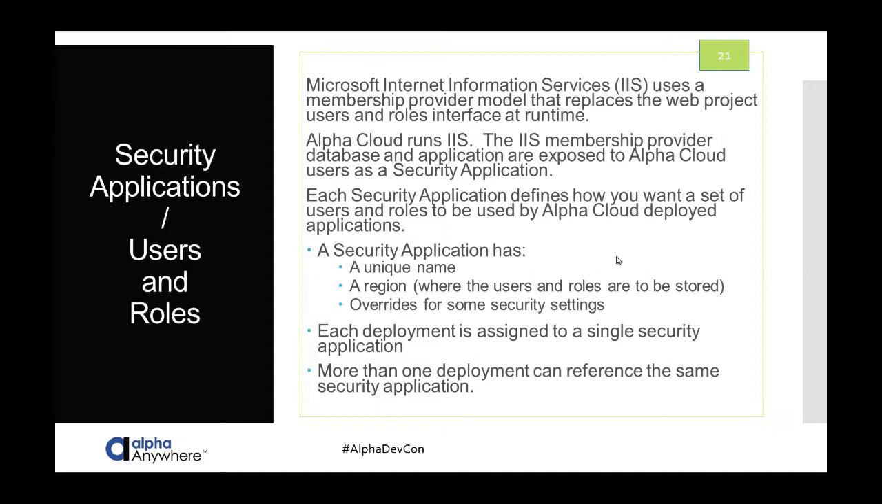Each security application on Alpha Cloud defines how you want a set of users and roles to be used by Alpha Cloud deployed applications. So think of it as the handle for a set of users and roles. A security application has a unique name. It's assigned a region, and that's important because we're going to create a database in that region for logging in. You want the security application to be in the same region as you have deployed your website, just for performance standpoints.